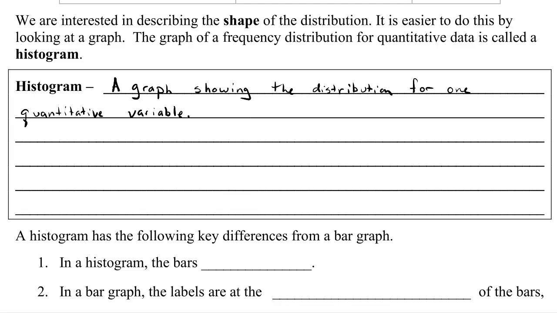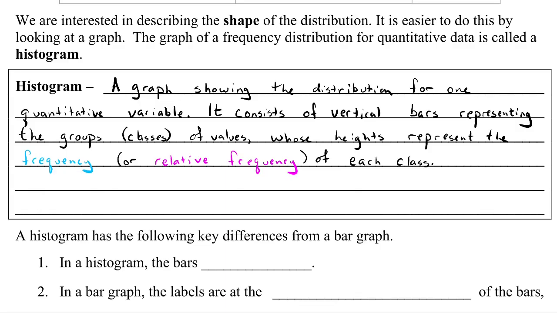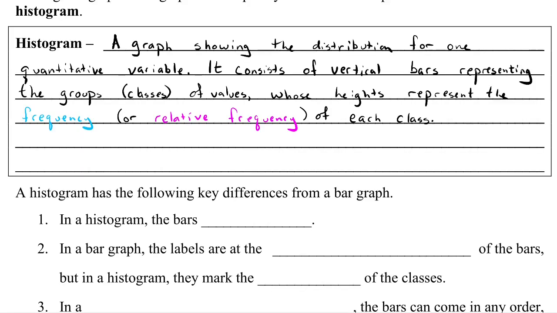What does it consist of? A histogram consists of vertical bars representing the groups or classes of values, just like we had in the table. And the heights of the bars represent the frequency or relative frequency of each class. That sounds an awful lot like our description of a bar graph. There are some key differences between a bar graph and a histogram.